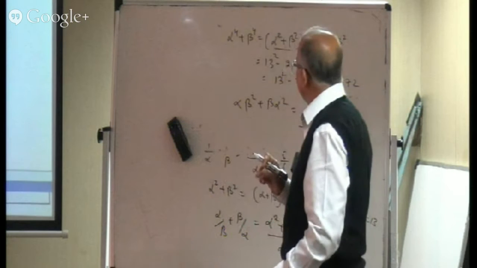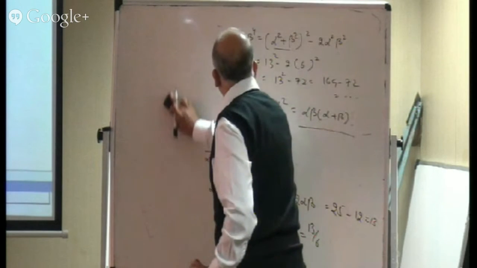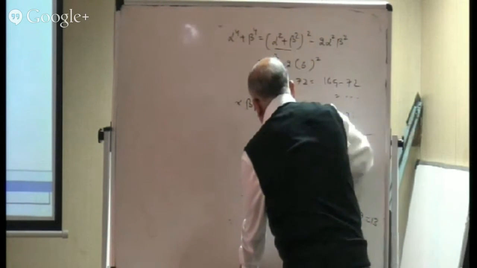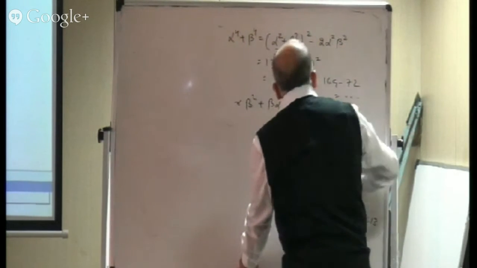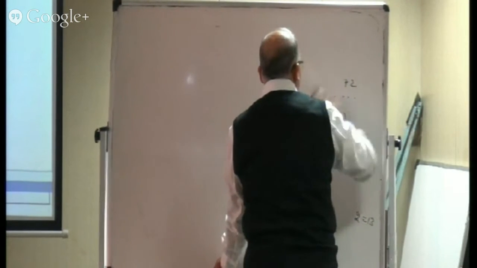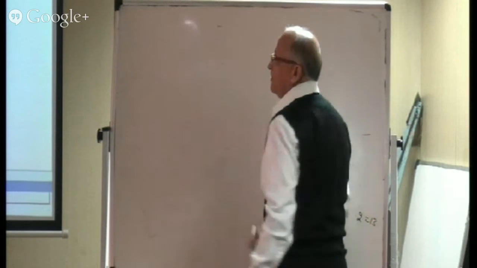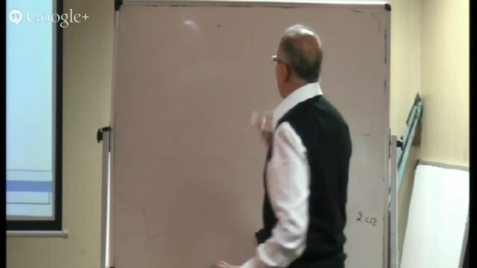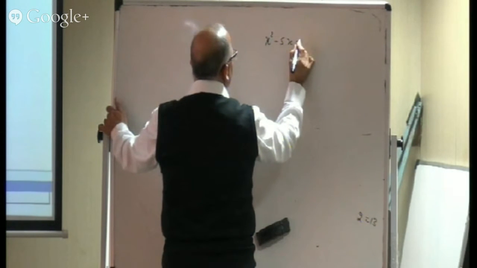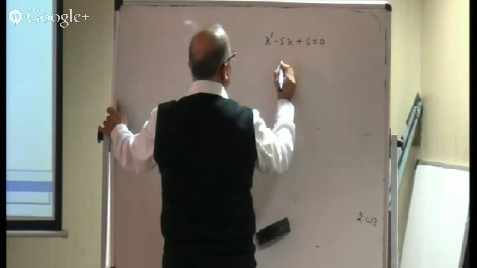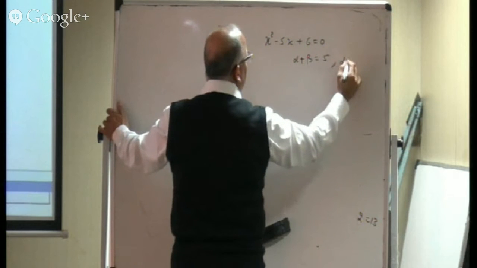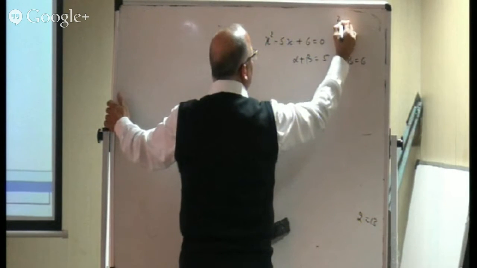Let us see. Shall I rub it off? This. I do 1 or 2 parts of this and leave the remaining to you. Suppose your equation is again x square minus 5x plus 6. I take the same equation, and therefore alpha plus beta becomes 5 and alpha into beta becomes 6. You know the roots are 2 and 3.